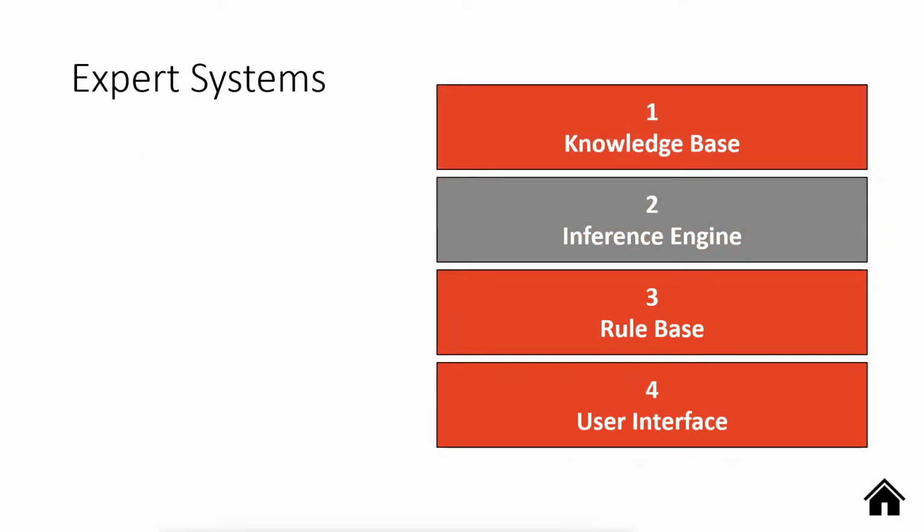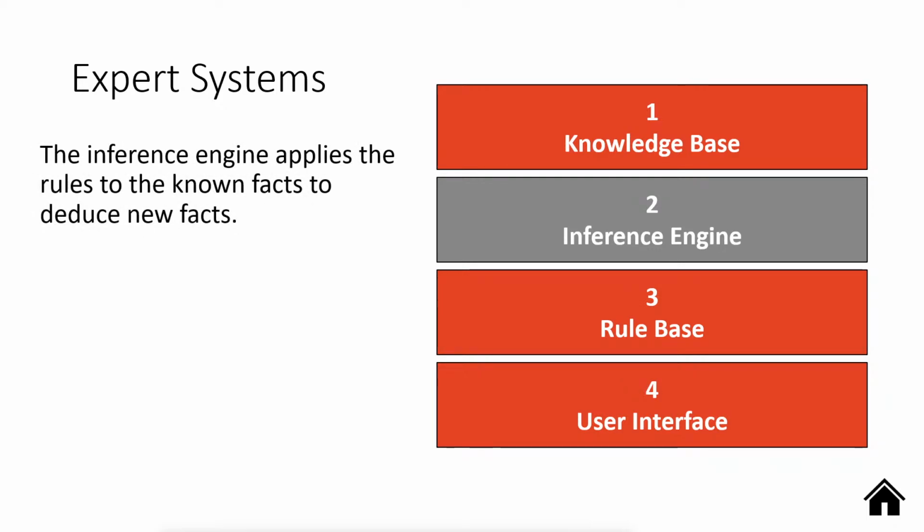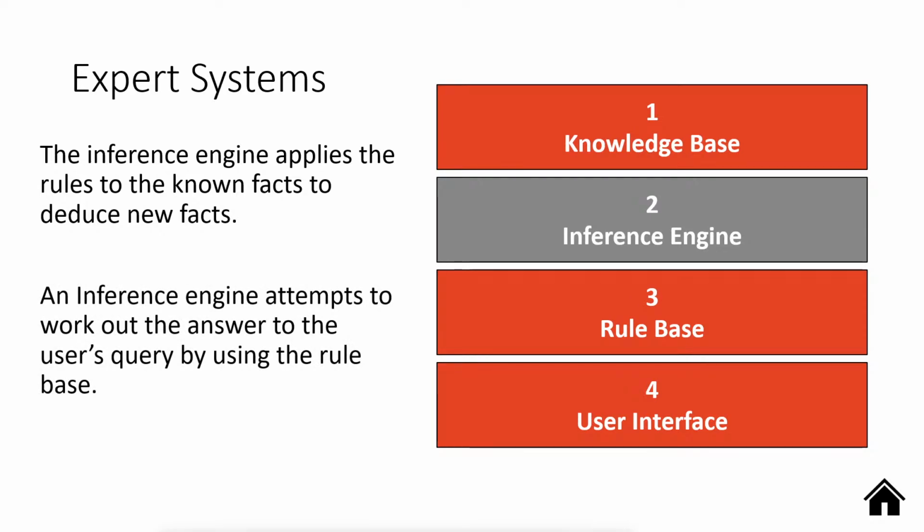After that, the inference engine applies the rules to known facts. So the rules from the rule base to the answers we've given, and it deduces what's going on there. So it attempts to work out the answer to the user's query by using the rule base. So to infer something is to make a decision based on facts.